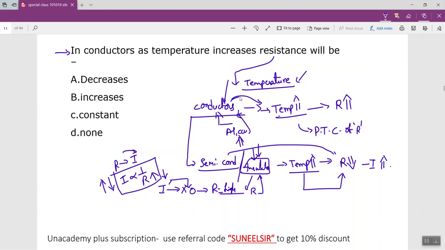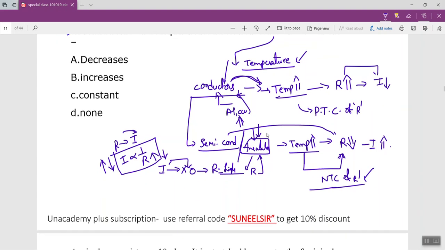Here also it is the same. If the conductor's temperature increases, the resistance also increases. If resistance increases, the current decreases. Here, temperature increases and current decreases, so we can call this a negative temperature coefficient of resistance. Okay, and the next question.